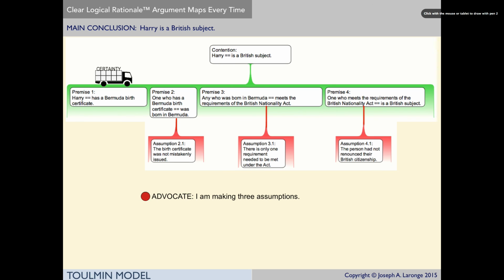And here the advocate hypothetically says, well, I'm making 3 assumptions. So if I have premise 2 that one who has a Bermuda birth certificate was born in Bermuda, well, that assumes that the birth certificate was not mistakenly issued. And my premise 2, any who was born in Bermuda meets the requirements of the British Nationality Act, well, that depends on an assumption that there's only one requirement needed to be met under the Act. And premise 4, one who meets the requirements of the British Nationality Act is a British subject, well, that depends on the assumption that the person has not renounced their British citizenship.